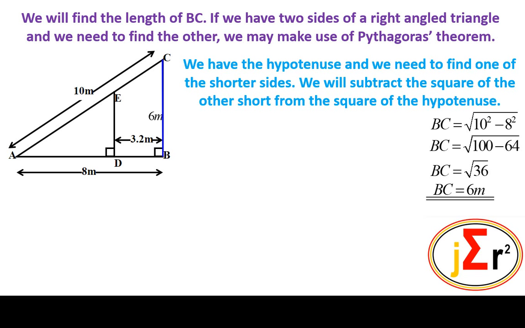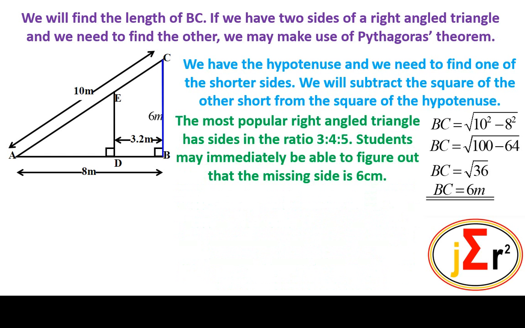The negative square root in this particular case is not applicable because we are talking about the length of one side of a triangle, which cannot be negative. Therefore, we need only make use of the positive square root.